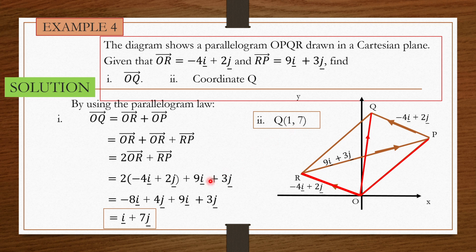Why 1? Because again, refer to the vector OQ, you have i. So the coefficient of i will be 1. Next, you have plus 7j. The coefficient of vector j here is 7. Therefore, the coordinate is 1, 7.